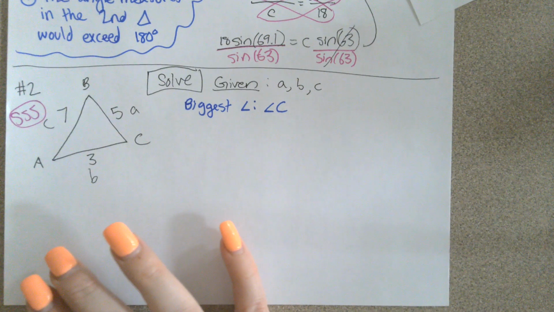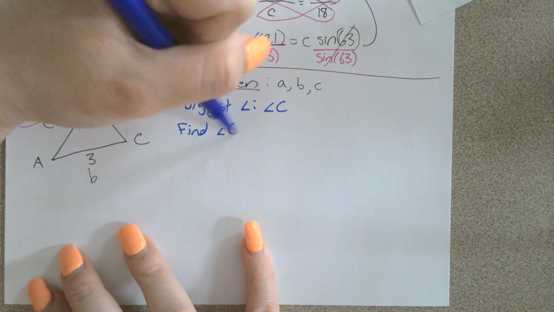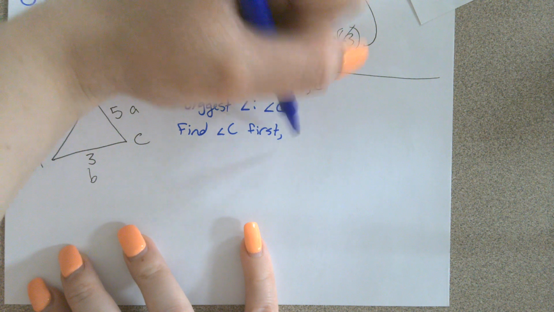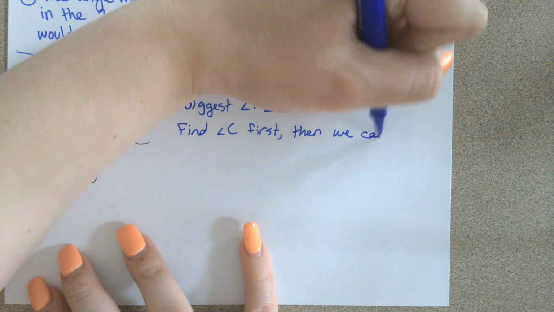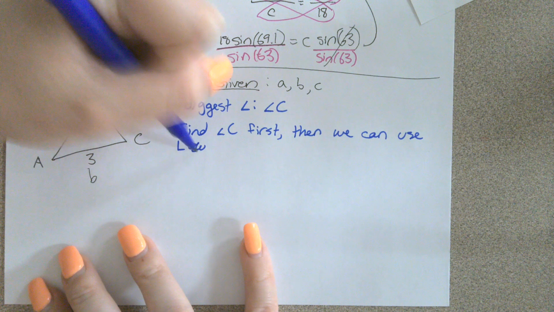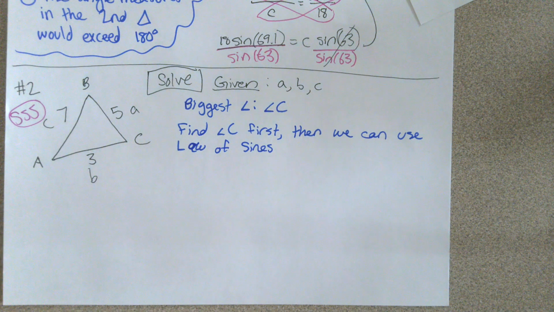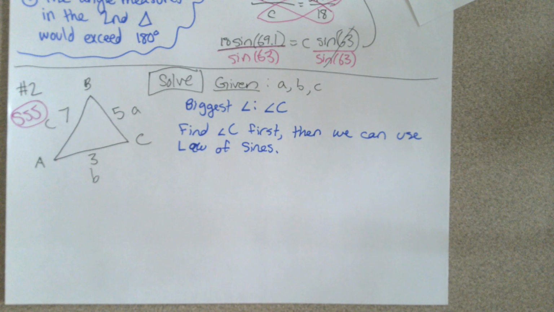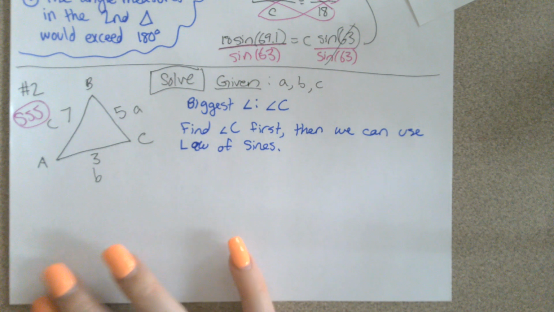I'm going to write some directions on here. It might help those of you at home. Find angle C first. Then we can use law of sines. So that's what I'm doing. Okay, so let's find angle C. And space-wise, we're going to start down here.